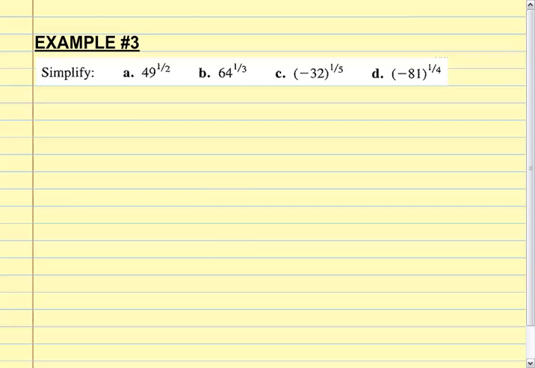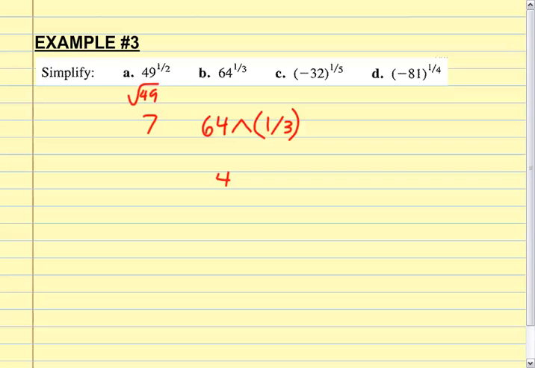Let's look at the next one. 49 to the 1/2. Well, that means what number multiplied by itself twice gives us 49? Well, that's easy. 7, right? Square root of 49. This is cube root of 64. That means what number multiplied by itself 3 times equals 64? Okay? Now, you can put this into your calculator if you don't happen to know it, but you can enter it into your calculator as 64, up arrow, parentheses, 1 divided by 3. Done. And the answer is 4. 4 times 4 times 4 equals 64.